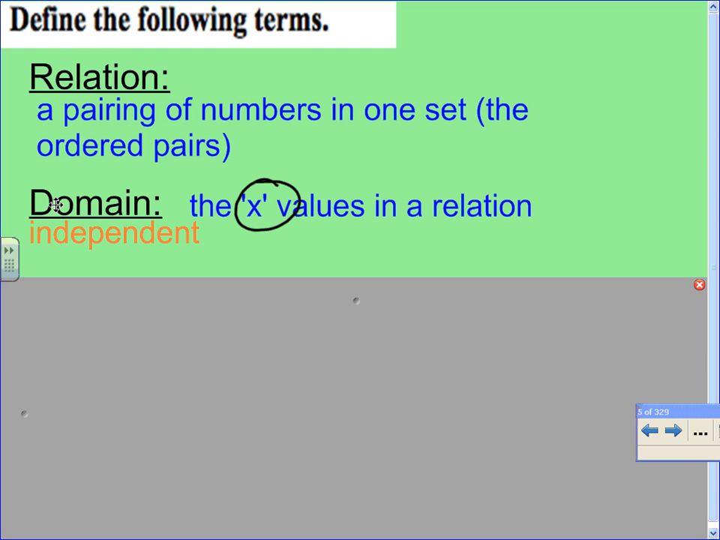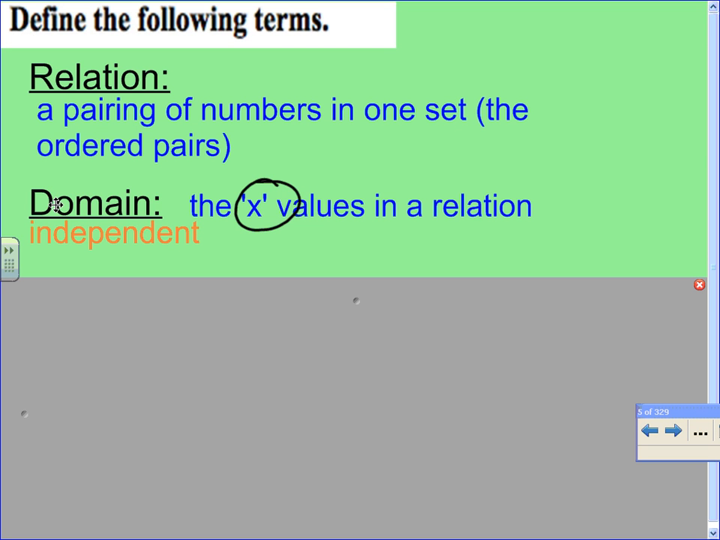Okay, second word, domain. The x values in a relation. I want you to write underneath it, another word for domain is the independent variable. So domain, the x values in a relation. Domain is always the independent variable.